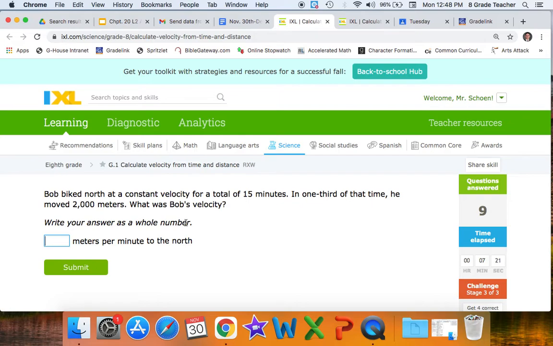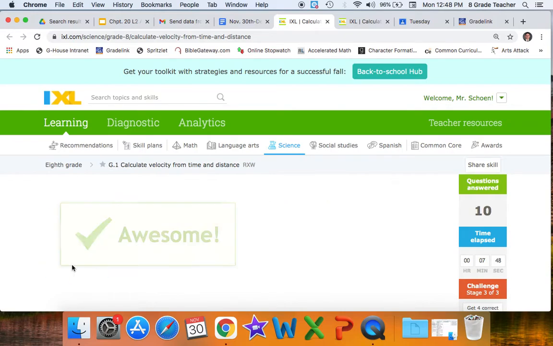Bob biked north at a constant velocity for a total of 15 minutes. In 1/3 of that time, he moved 2,000 meters. What was Bob's velocity? Again, it gives you a total of 15 minutes, and in 1/3 of that time, he moved 2,000 meters. So he went 2,000 meters in 1/3 of 15. Well, 15 divided by 3 is 5, so 2,000 meters in 5 minutes. You're going to say 2,000 divided by 5 is 400 meters per minute.